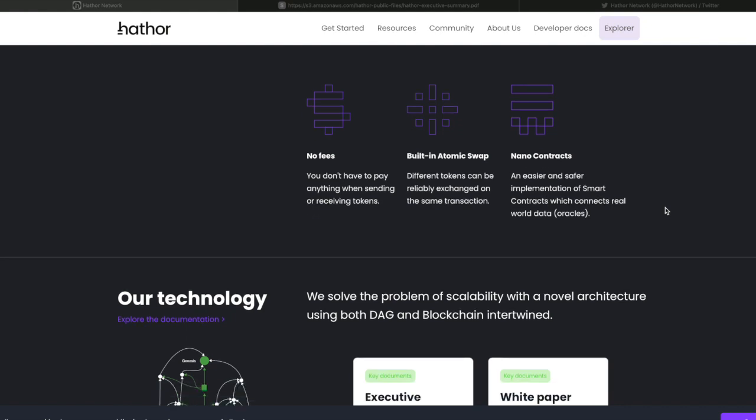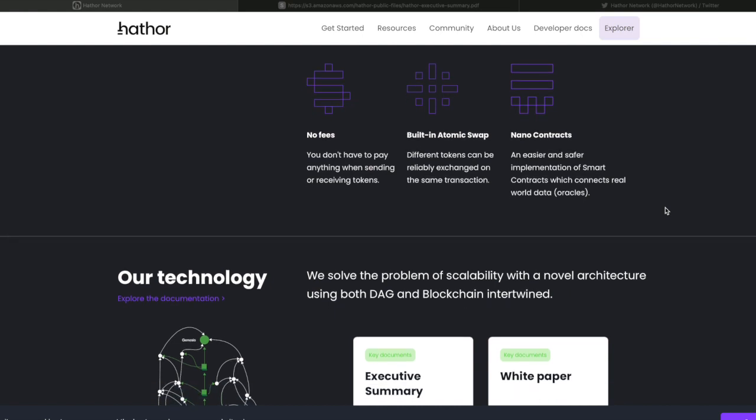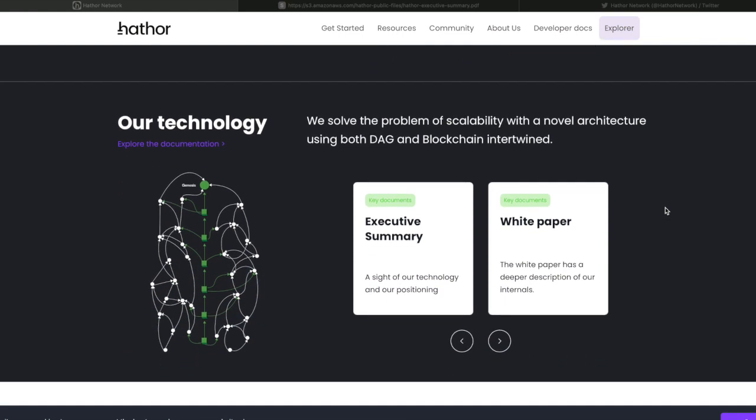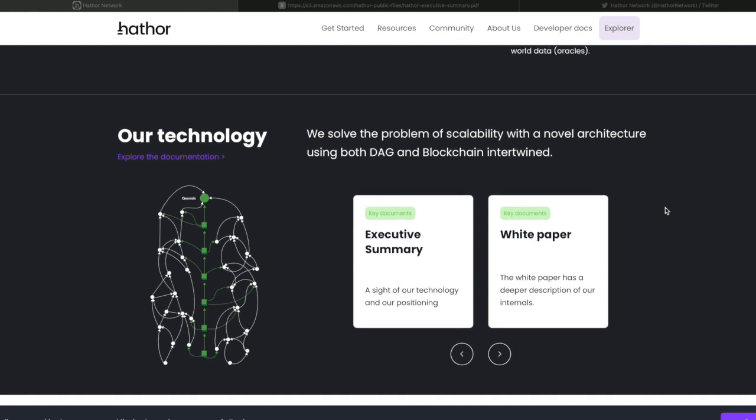Built-in atomic swaps. Different tokens can be reliably exchanged in the same transactions, and nano contracts. I guess these are kind of like smart contracts on Ethereum, but Hathor network has nano contracts. Now, nano contracts are an easier and safer implementation of smart contracts, which connect to real world data oracles. Our technology, we solve the problem of scalability with a novel architecture using both DAG and blockchain intertwined. So basically, when there's not a lot of transactions on a network, Hathor network functions like a basic blockchain. But when more transactions are needed on the network, the busier the network gets, then the DAG part of Hathor takes over and it becomes faster. That's really, really interesting.